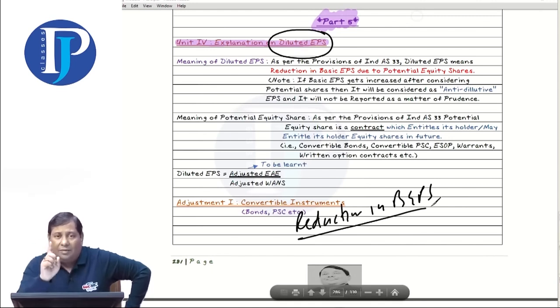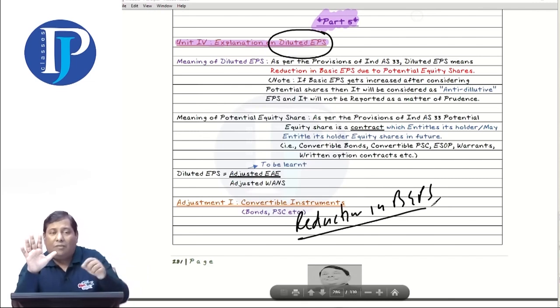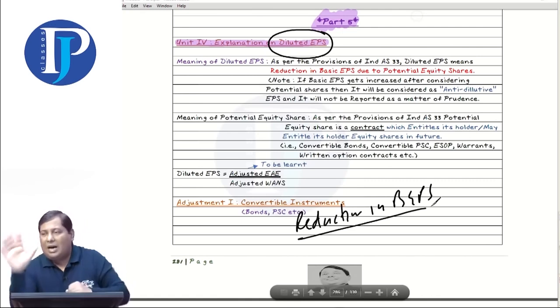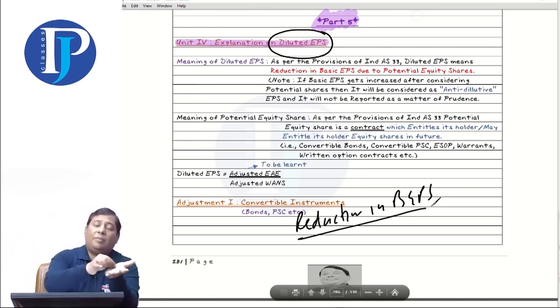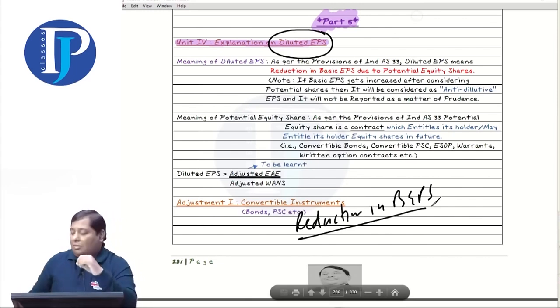You don't have to disclose it. As a matter of prudence, we have to show the decreasing EPS and not the increasing one. Basic EPS is 5 rupees. In future it will be 4.9. So we will report 4.9. Today you are earning this much and you will earn less in future. But if it is coming 5.1, then write nil.